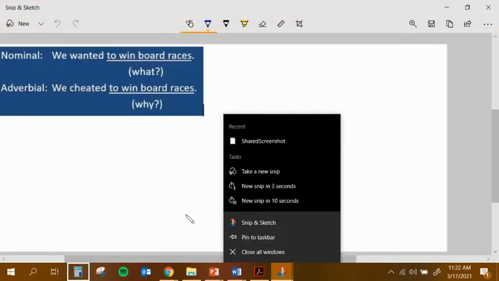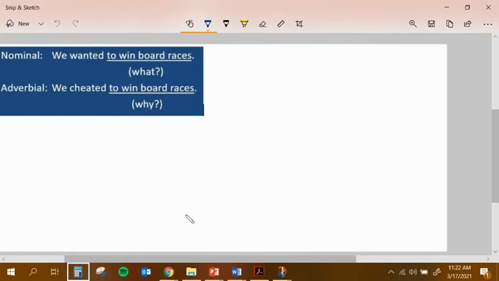So, let's say we took on these 2 sentences. I'm going to draw them next to each other. So this nominal one is going to sit right here. And we would say we is our subject. Here's our verb of wanted. Direct object, what did you want? And so I know that to win board races is all trying to fit into this direct object slot. So that's why we put it up on a tree, because it was trying to be a noun.